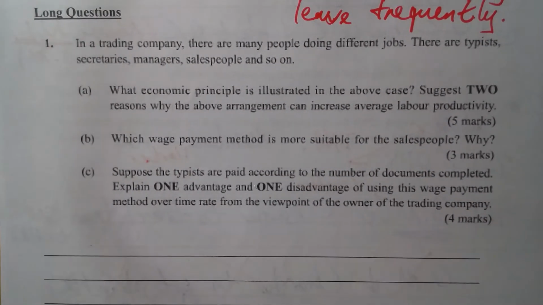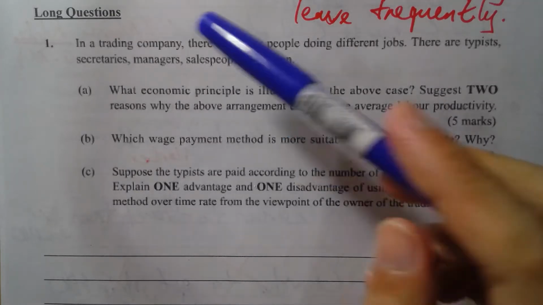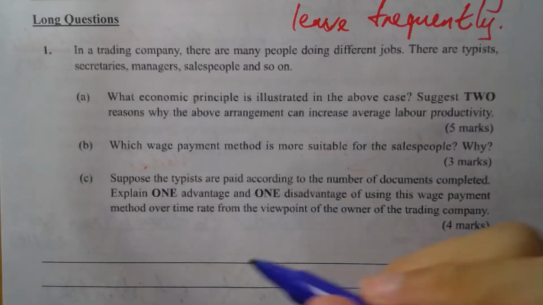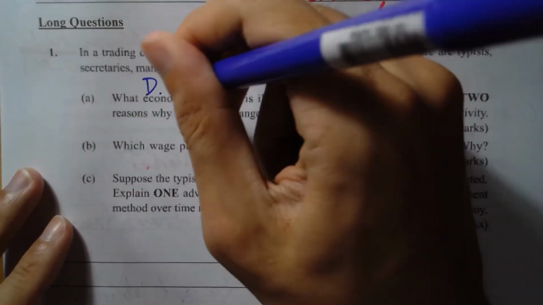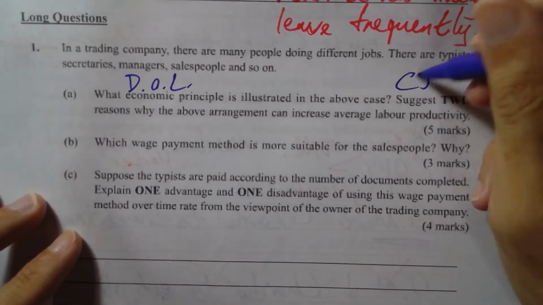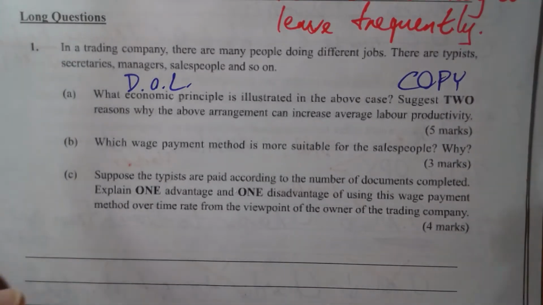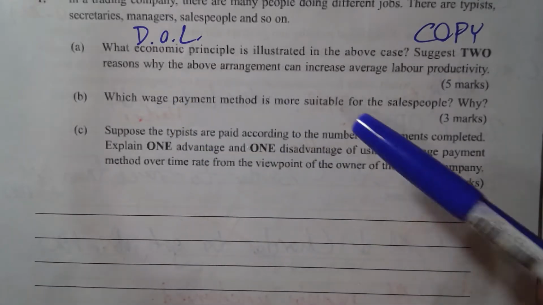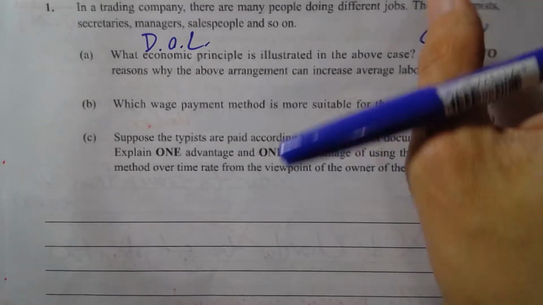Now here, in a trading company, people do different jobs, typist and those kind of things. What economic principle? You can tell at a glance, in a company different people do different things, what is this? Division of labour. I won't go through it. And then suggest two reasons, don't waste time, copy from the textbook. Now next one, which wage payment is more suitable for salesperson?